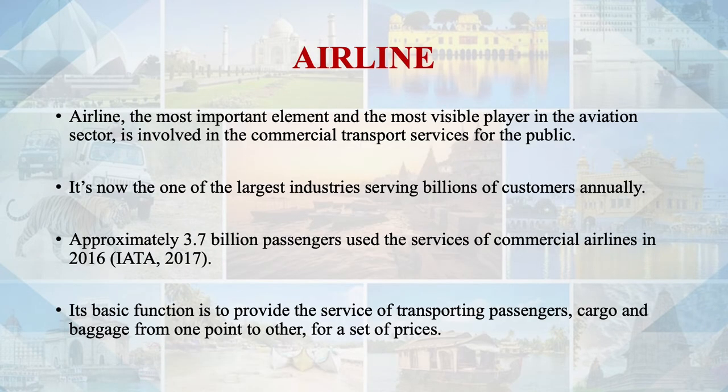So the basic function of an airline is to provide transportation services for passengers, cargo and baggage from one point to another for a set of prices. That is the reason we call it a commercial organization. Airlines and tourism have a lot of importance. Both are interconnected. Tourism has so much dependency on airlines for its survival, particularly international tourism. Any issue in the airline industry can seriously affect the tourism industry the world over.